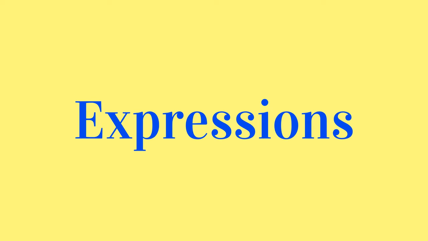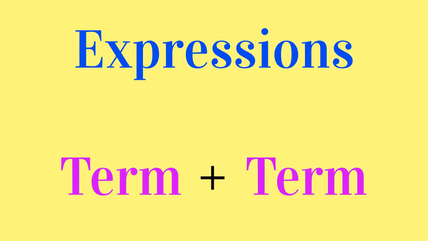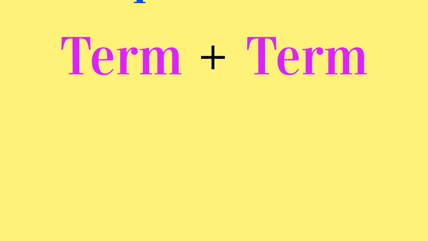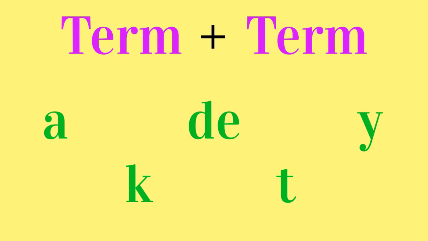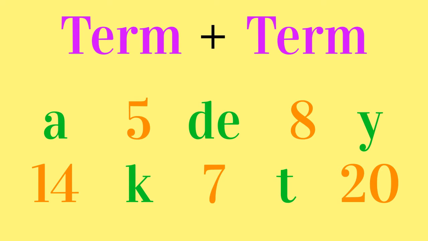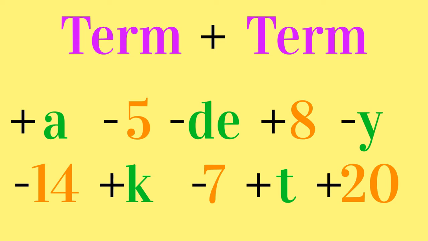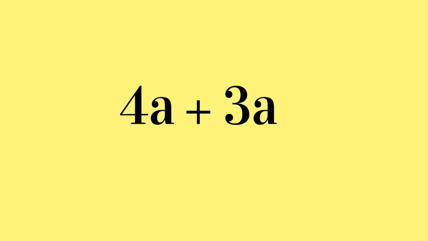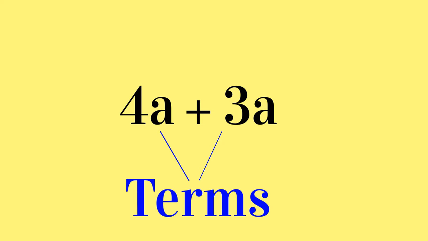In algebra, expressions are made up of terms. Terms can be letters, known as variables, and numbers, and include the addition and subtraction signs in front of them. For example, in the expression 4a add 3a, there are two terms, 4a and add 3a.